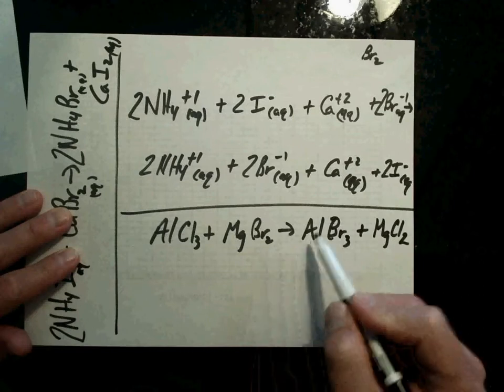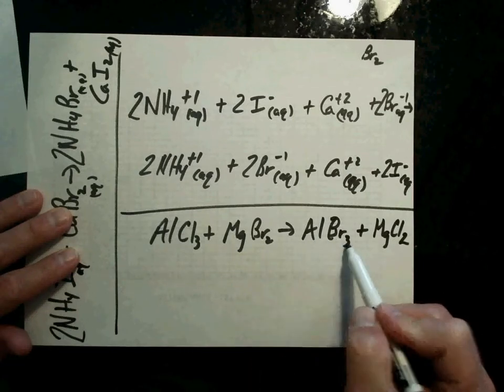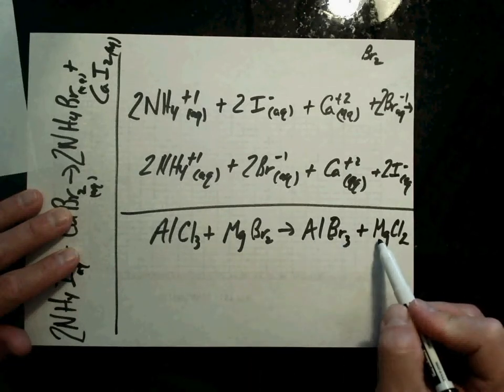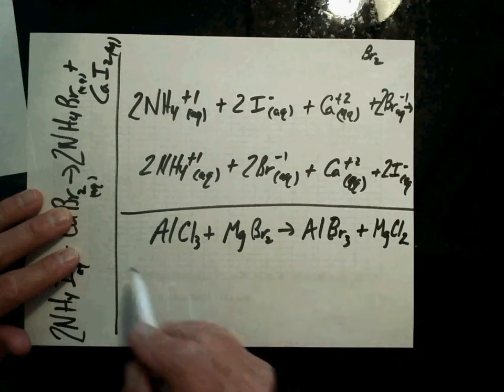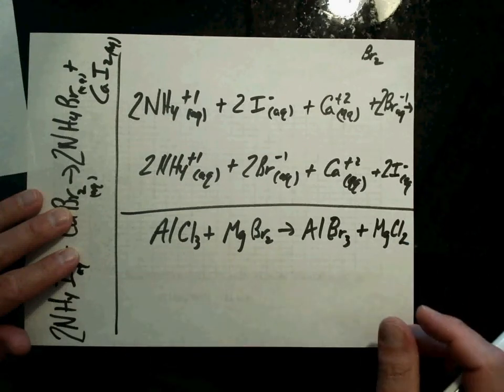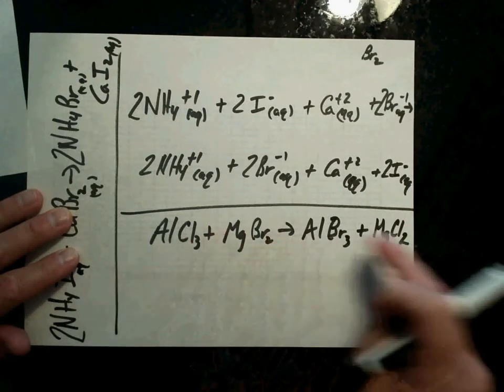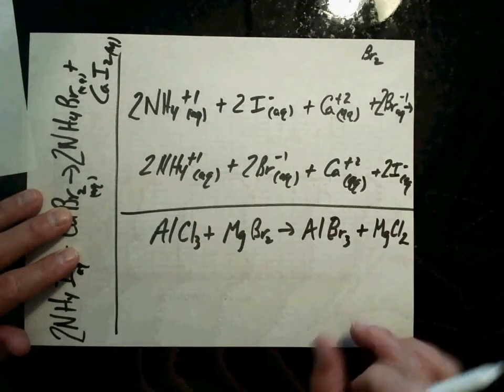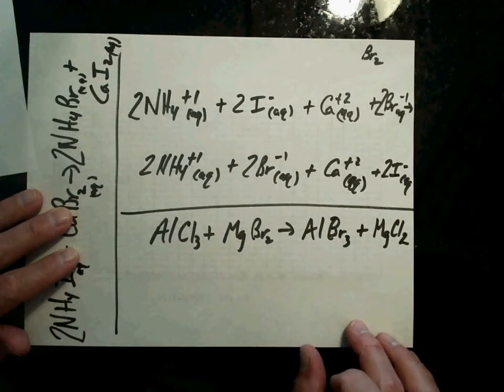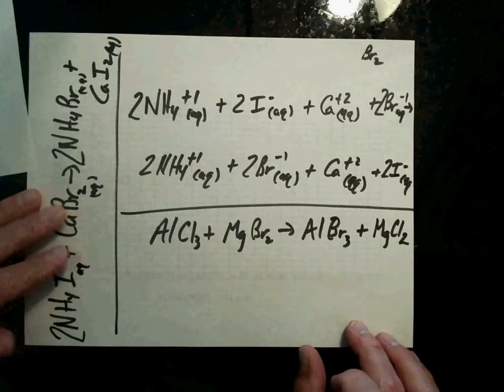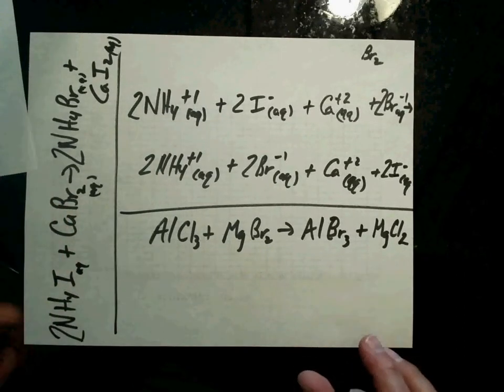Plus 3 on the chart, minus 1, needs a 3. Magnesium and chlorine, plus 2, minus 1, so I switch. There's your formula. Is it balanced? Probably not. Balance it, and then come up with the total ionic equation that matches it. So pause the video, get that done. We'll come back here in just a second.